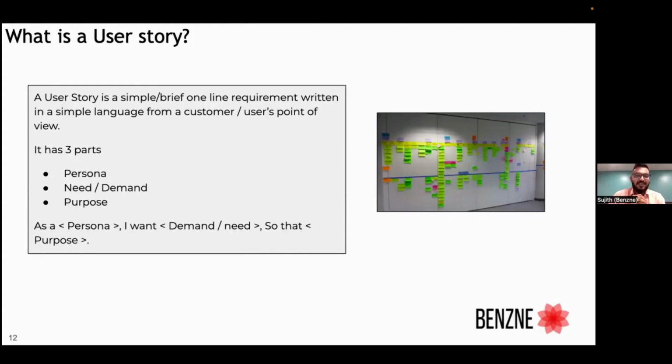A user story is a simple one-liner statement which is written with respect to a user's perspective. It has three parts. One is persona. Whom are we building it for? Need. What do they need? What is the demand? Why are we building it? Now, with this, one thing which opened up is validation of requirements or validation of the software built or the product built from the users directly. So that is the base idea of why we started writing requirements in the form of user stories in Agile itself.